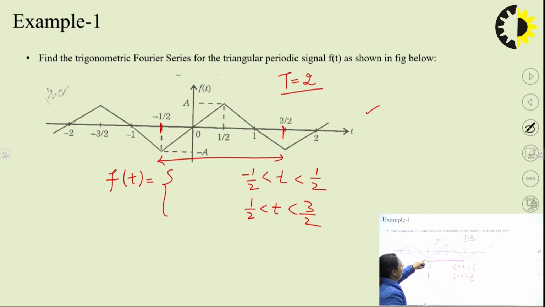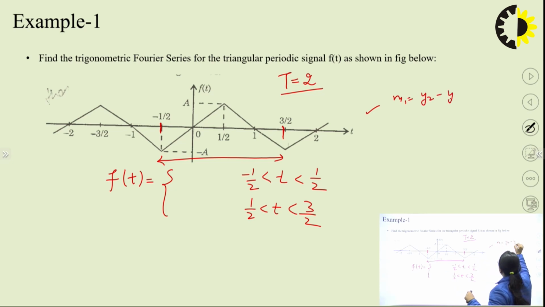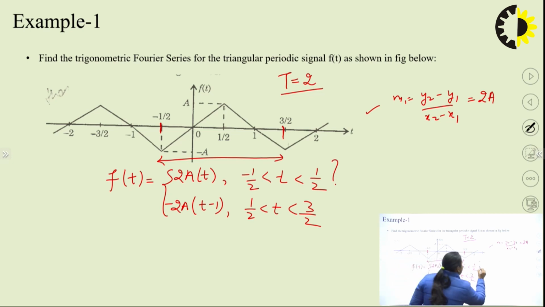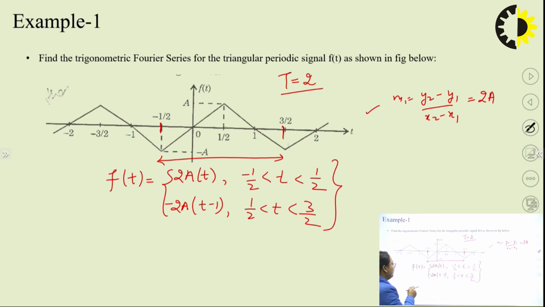Okay, so from -1/2 to 1/2 the slope m1 will be equal to (y2 minus y1) upon (x2 minus x1), which will be equal to twice of a. So here the slope will be 2a, and this is t, the function will be this, right. And in case of from 1/2 to 3/2 the slope will come out to be -2a, and this will be t minus 1. So this is the function for this given waveform, right.